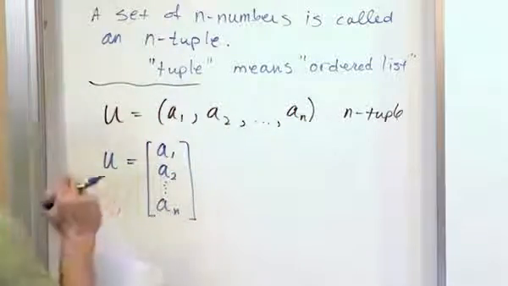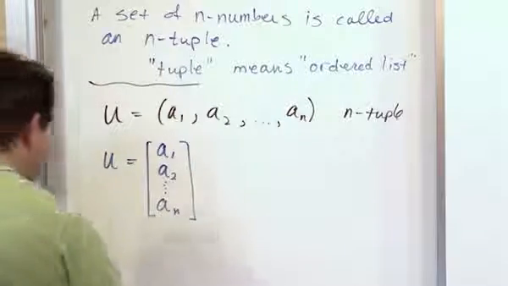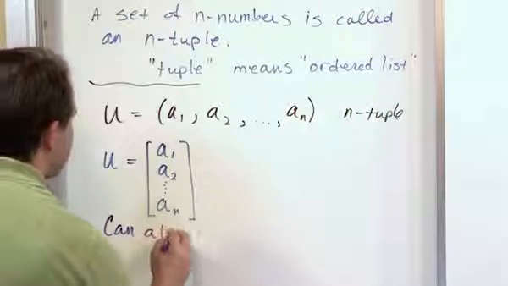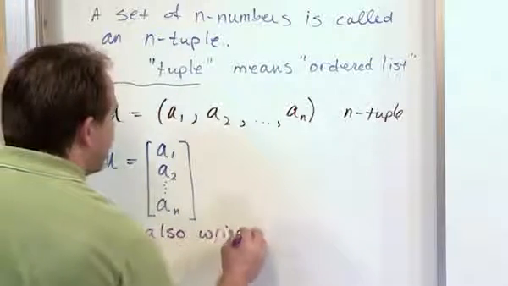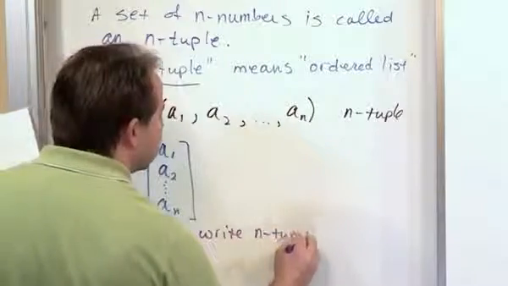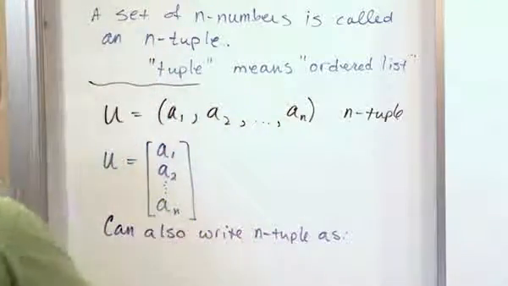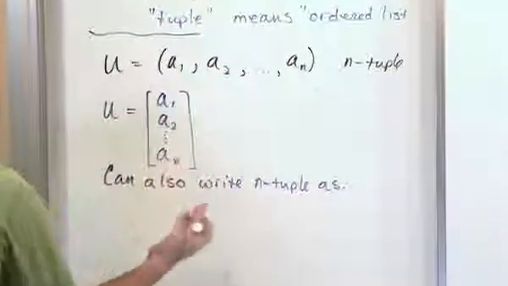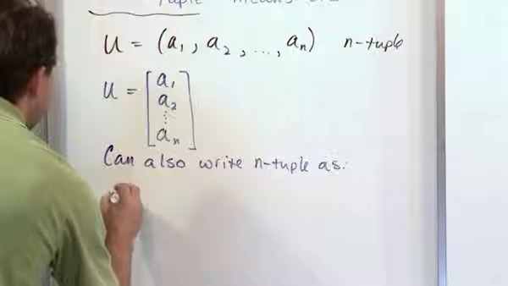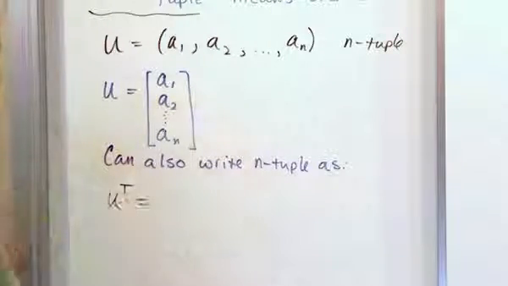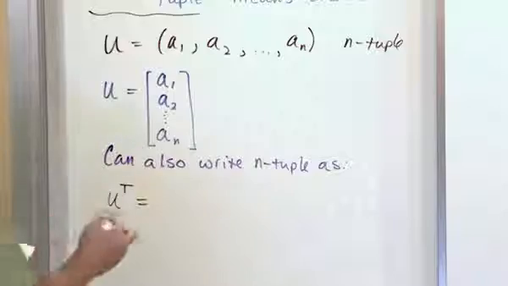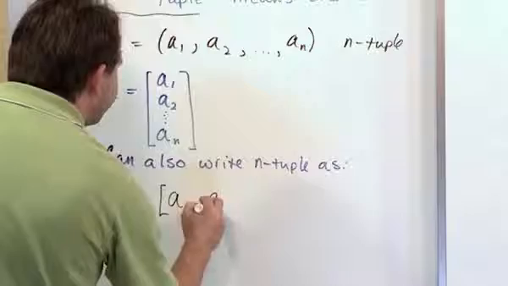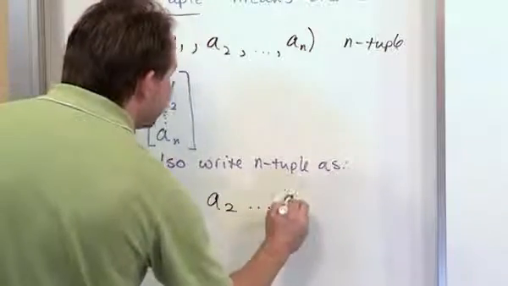All right, but you can also write the n-tuple as the following. There's nothing preventing us from doing so, we can take this n-tuple that we have here and take its transpose, which we've already talked about. So this guy, if we put a T here, what did we say we did with a transpose? We turn the rows into columns and the columns into rows. And since there's only one column here, we just make it into a row. A1, A2, dot, dot, dot, A sub n.